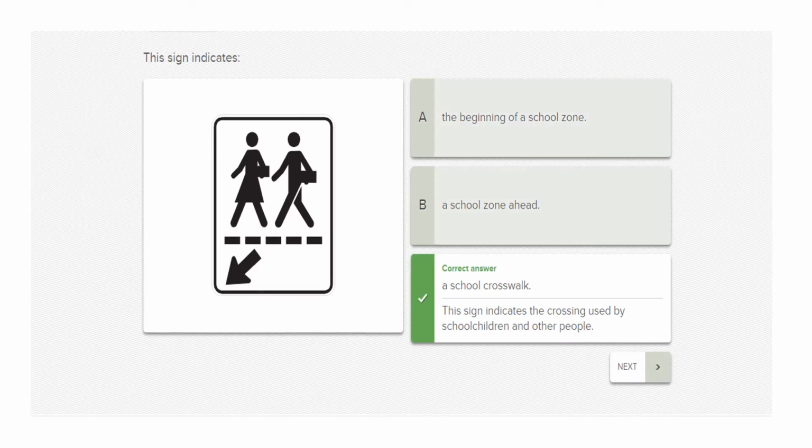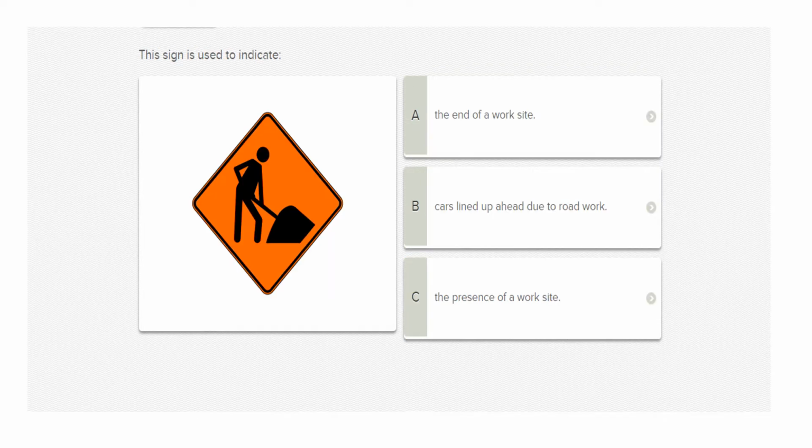And our answer is a school crosswalk. This sign indicates the crossing used by school children and other people. And this sign is used to indicate, our options are: option A, the end of a work site. Option B, cars lined up ahead due to road work. Option C, the presence of a work site.